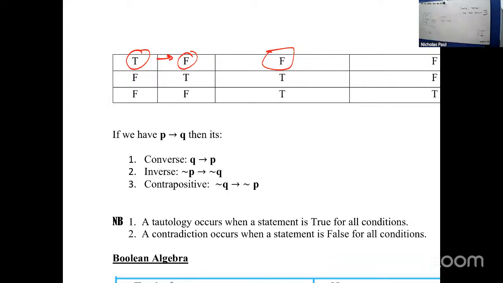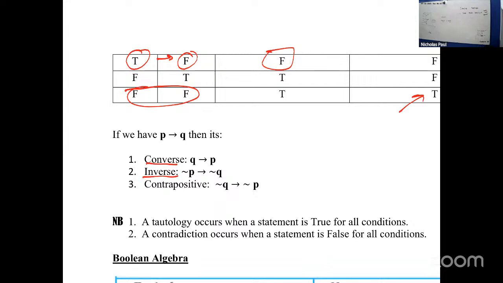For biconditional, when the truth values are the same, you'll get true. If they are opposite, then you'll get false. So if we have P implies Q, for the converse, we flip them around. For the inverse, we put negation in front of P and Q. And for the contrapositive, we flip it around and then find the inverse, putting in negation.